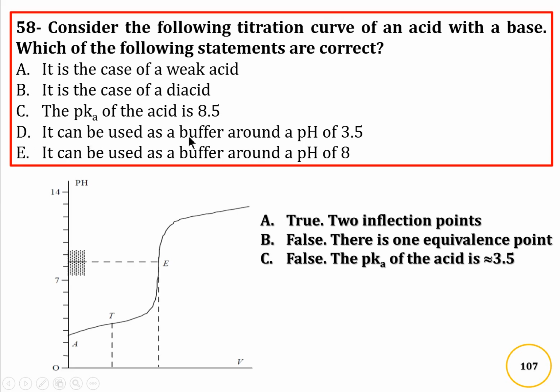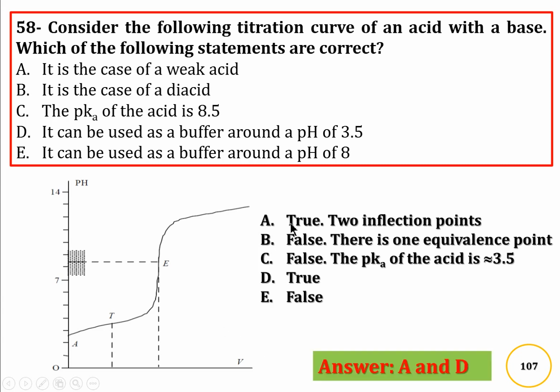D, it can be used as a buffer around 3.5. Yes, around pH equal to pKa. This is the maximum buffer zone. So D is true. E, it can be used as a buffer around pH 8. E is false. So the correct answers are A and D.